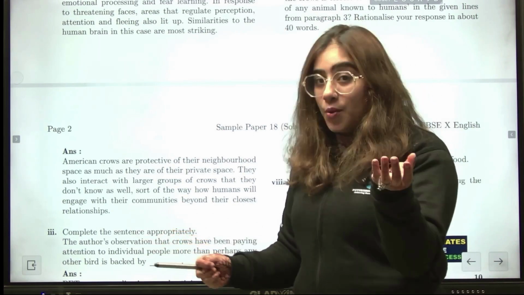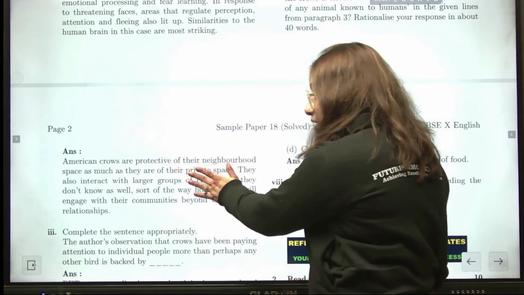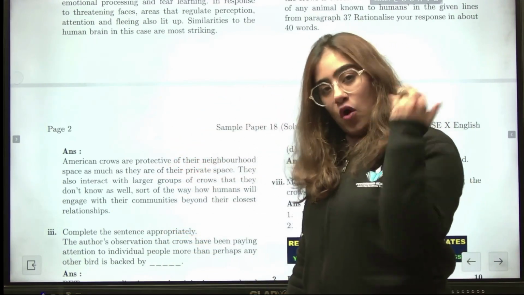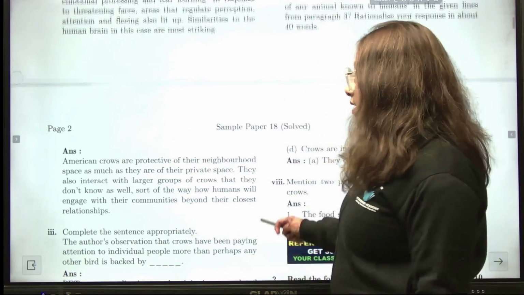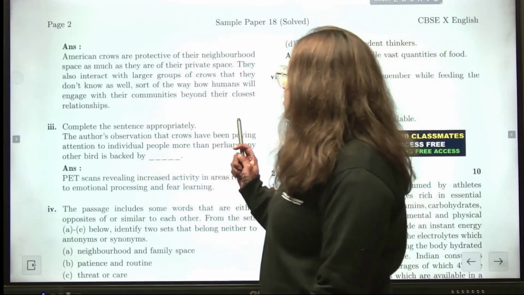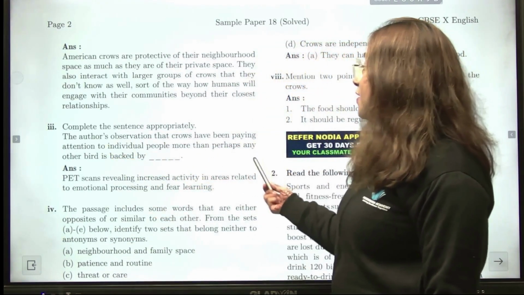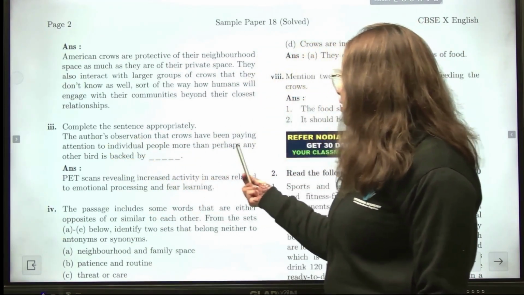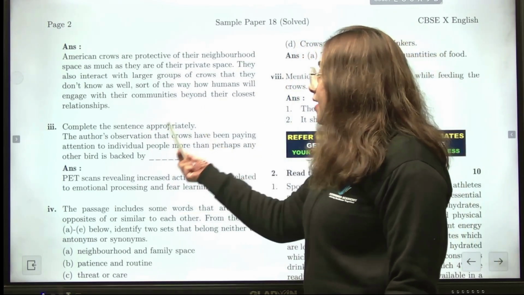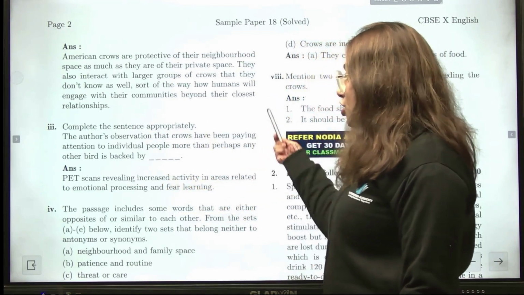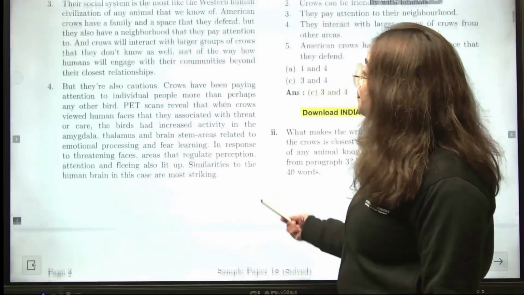तो आप इसको अपने words में भी लिख सकते हो, जैसे ये अपने words में लिखा हुआ है, वरना आप इसको as it is copy भी कर सकते हो, दोनों correct है. Clear? Now next is complete the sentence appropriately. The author's observation that crows have been paying attention to individual people more than perhaps any other bird is backed by dash. चलो देखते हैं ये आगे.